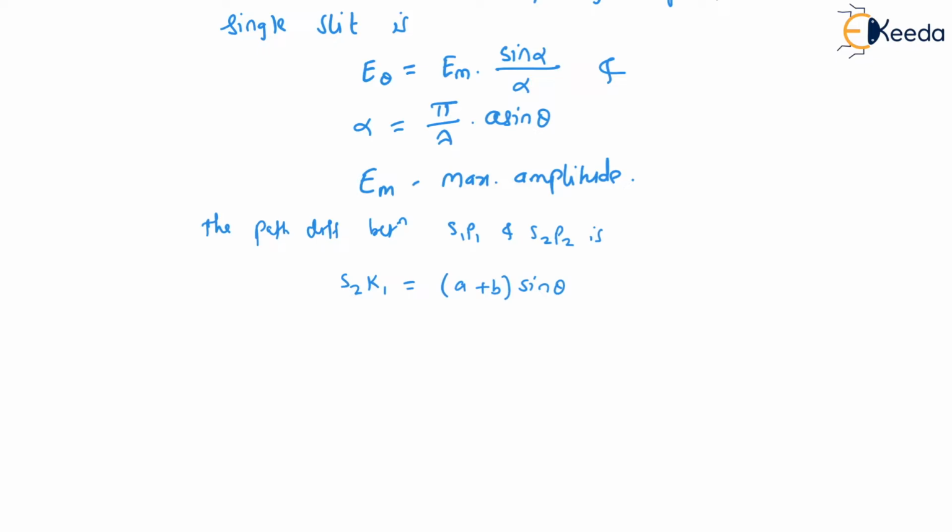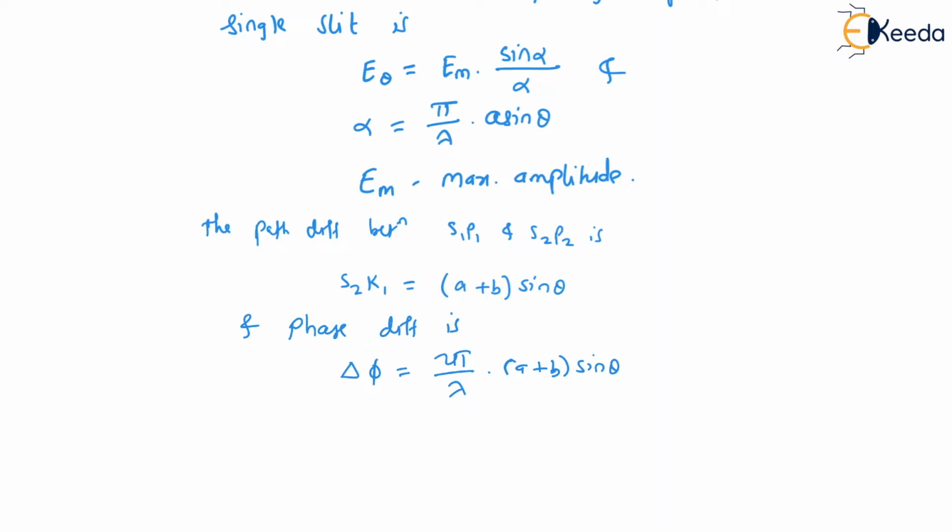So this is the path difference between S1 P1 and S2 P2. Now, from this path difference, we can easily find out the phase difference. So the phase difference is, let it be delta phi. So delta phi will be equal to what? It will be 2 pi by lambda into A plus B into sine theta. Path difference will be what? 2 pi by lambda into path difference. So that is the phase difference.